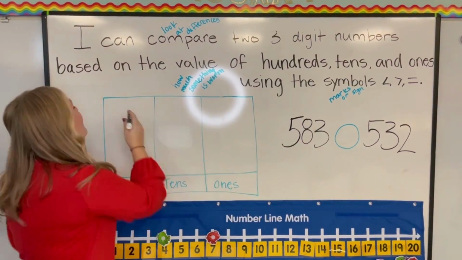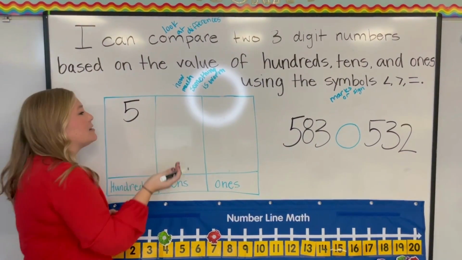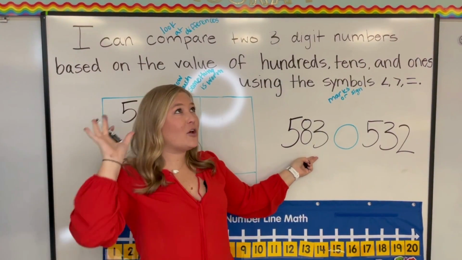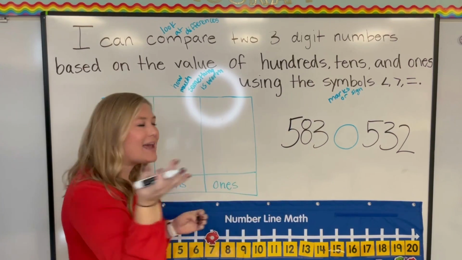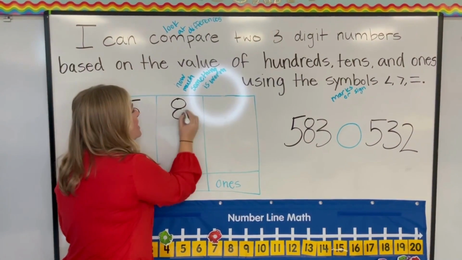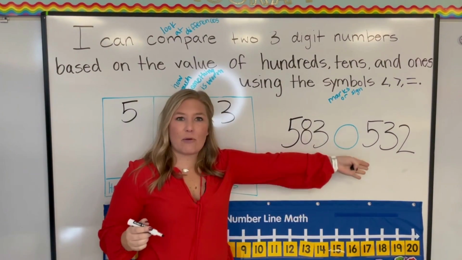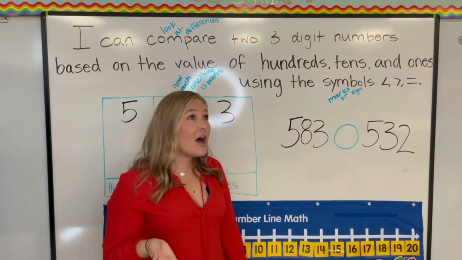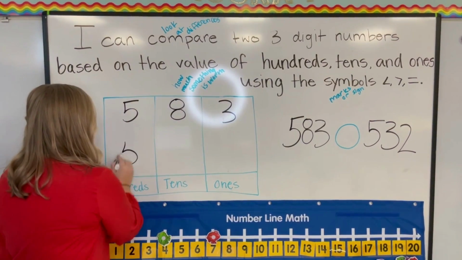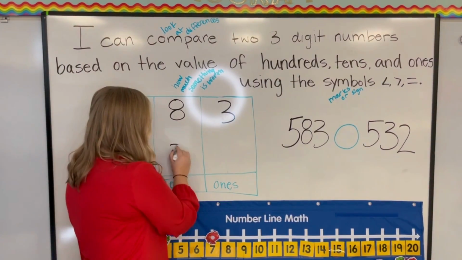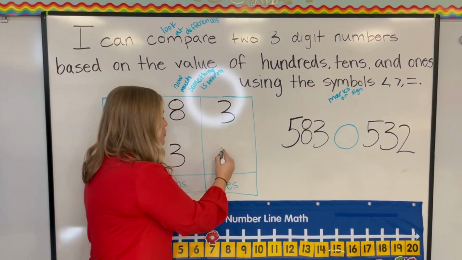583. So I know a 5 is going to go in my hundreds place. Then we have 80. I know 80 also means 8 tens. So I can put an 8 in my tens place. And 3 for 3 ones. I'm going to do the same thing with my next number. 532, or 3 tens and 2.